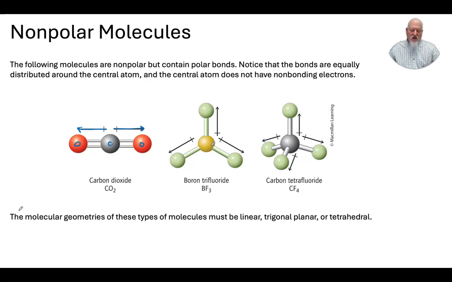If we have boron trifluoride, where these are Fs and the middle is boron, we can see that the fluorines are quite a bit more electronegative than the boron, and I get dipoles that are pulled towards the fluorine. However, there's 3 of these.